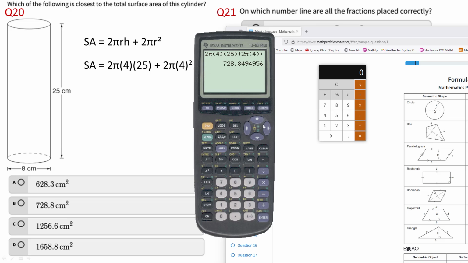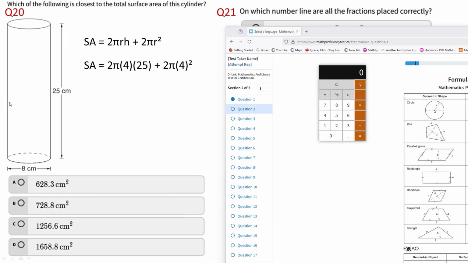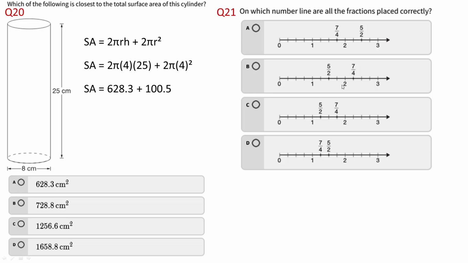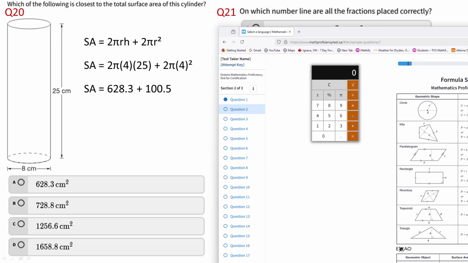Okay, so this is how a lot of calculator students would have it work. Here, what you have to do, and actually, let me show the whole thing here. I'd have to go 2 times pi times the 4 times 25. Okay, so there's the 628.3. And then I can't go plus 2 times pi times 4 squared. I have to do this part separate.